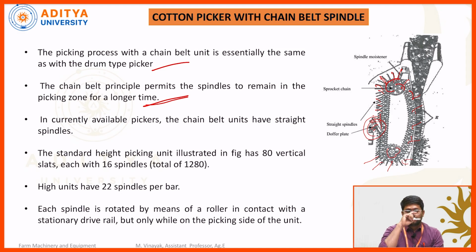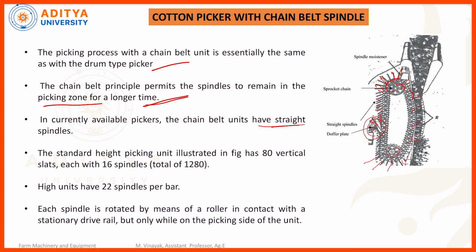In drum type, during the forward direction, the drums or spindles are available at the picking zone only for a short time compared to the chain and sprocket here. So it is available for a long time at the picking zone in chain and belt. In currently available pickers, the chain belt units have a straight spindle. Up to now we have seen the slightly tapered spindle. This one is a straight spindle like this.